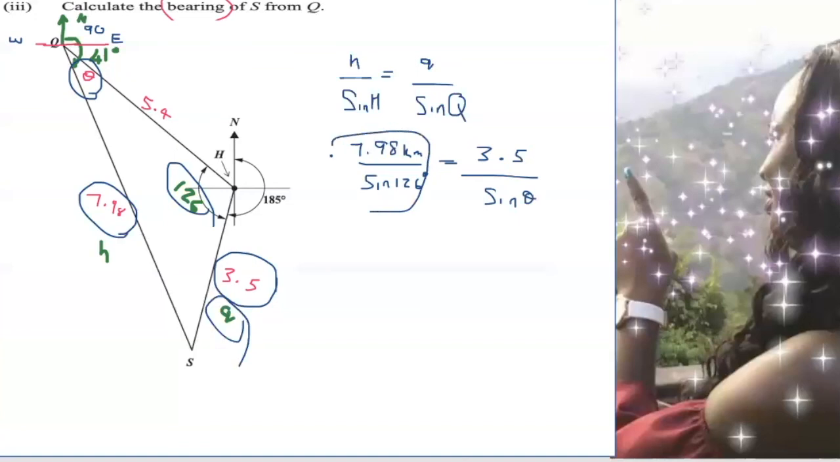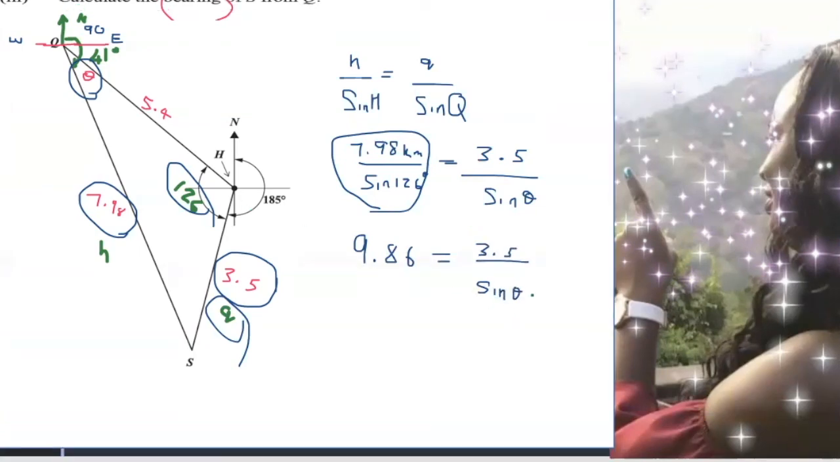Now this can be entered into your calculator. Just enter 7.98 divided by sine 126. So 7.98 divided by sine 126 will give us 9.86 to two decimal places, which is equal to 3.5 over sine theta. First, I'm going to get rid of sine theta. So I'm going to multiply both sides by sine theta. Multiplying both sides by sine theta, this will cancel.